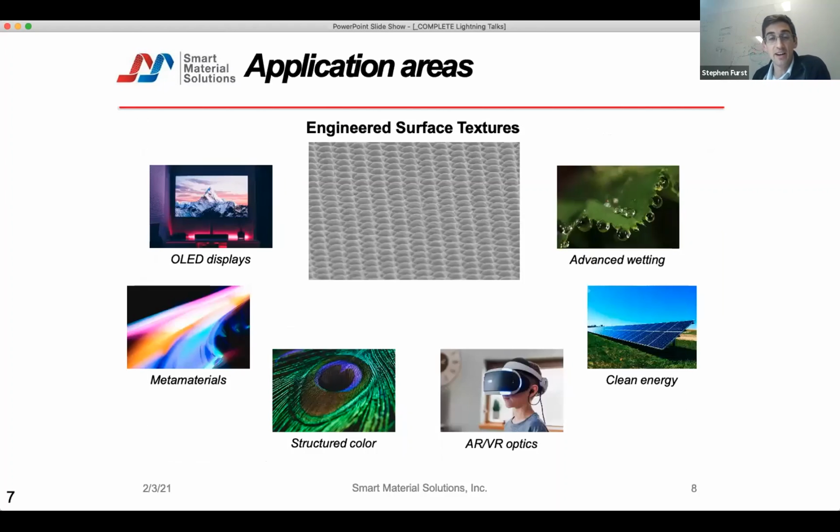Next, and finally, you'll see we've worked mostly so far with optical applications, but now we're moving towards wetting applications and even energy applications where we're talking about controlling the interaction between a surface and dust or water, and that's what's relevant here. So thank you very much for the attention, and thanks a lot.